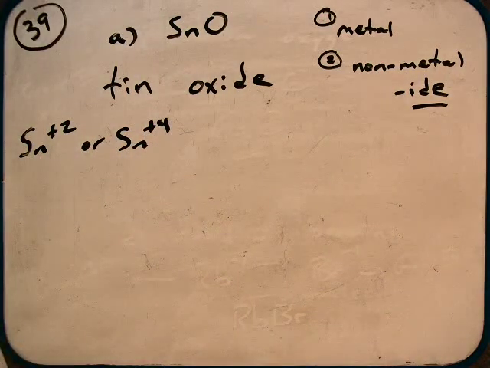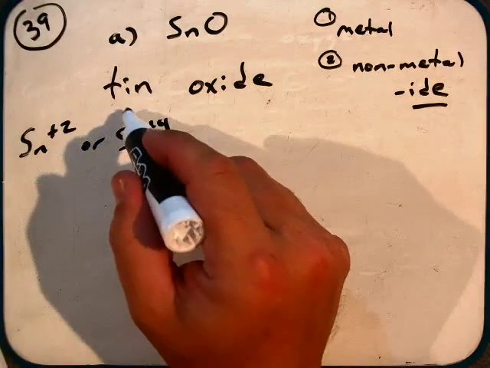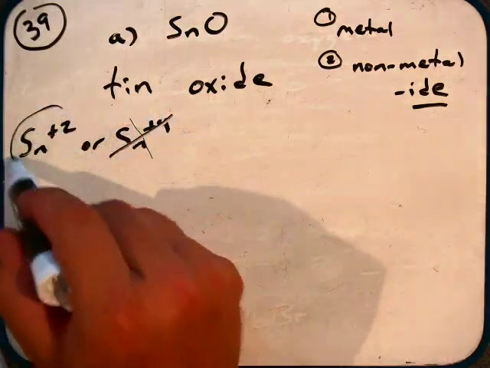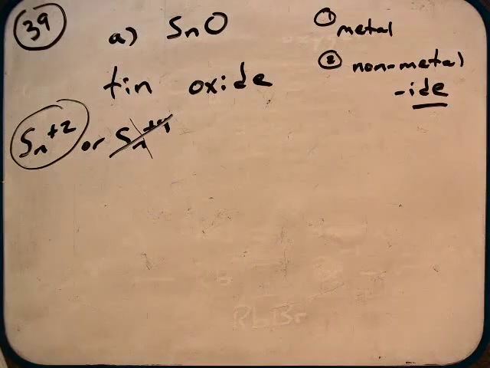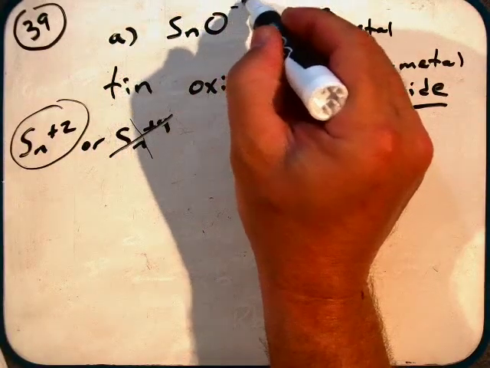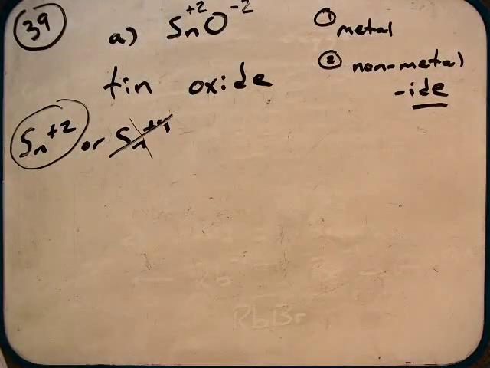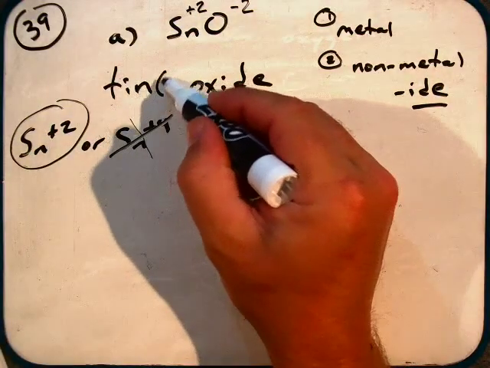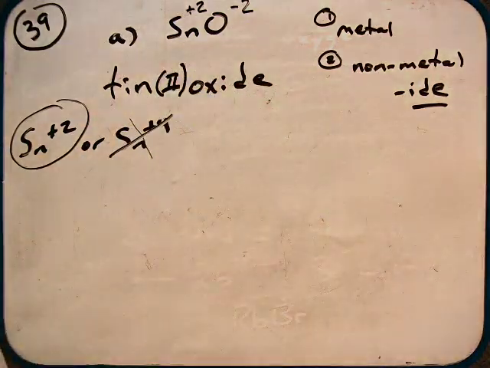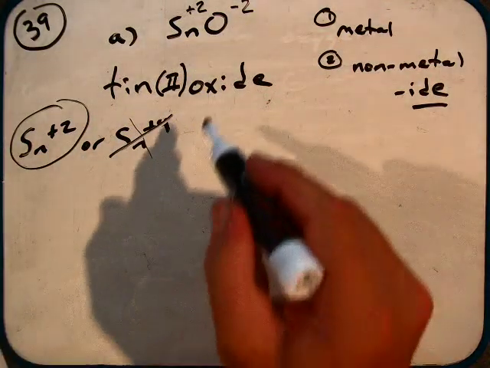Since the charges cancel out, that means that we're not talking about tin 4, we're talking about tin +2. Since our oxygen is -2, that means our tin must be +2. And so using the stock system, we would have tin(II) oxide.